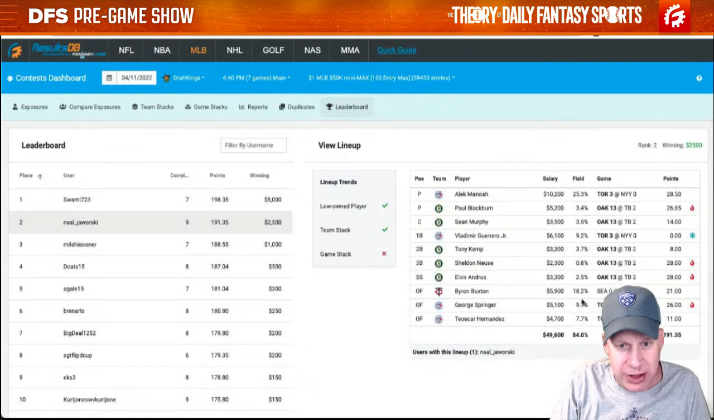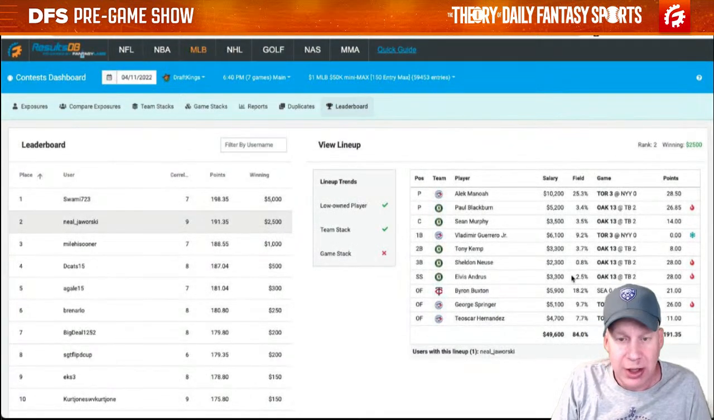In baseball, you see this all the time, right? Ohtani was chalk as a one-off, and then we had the Braves were chalky, right? I was playing on FanDuel last night, so maybe it's slightly different, but I think the Braves were still the chalk stack, the chalk team on DraftKings as well. And so it's a matter of just combining teams.